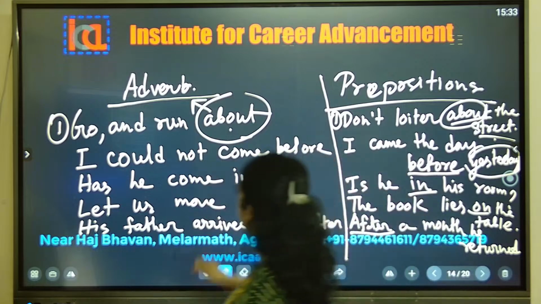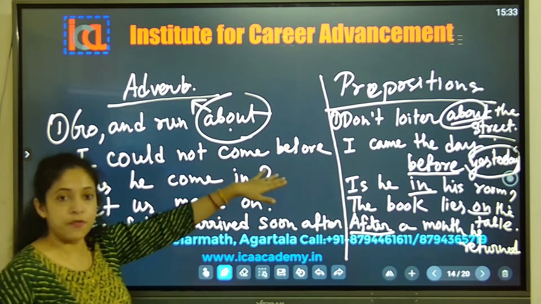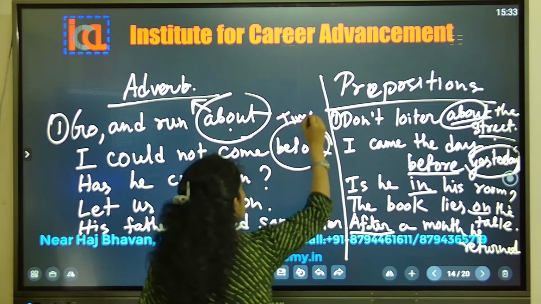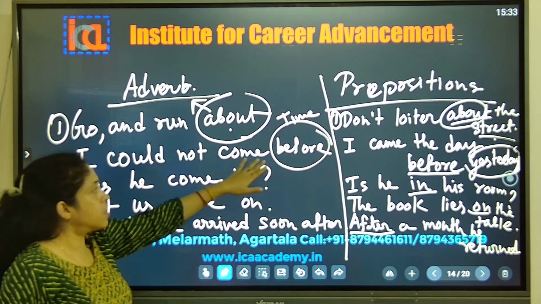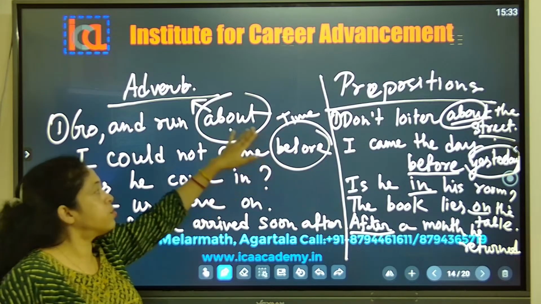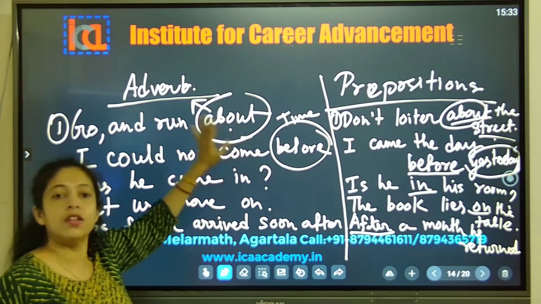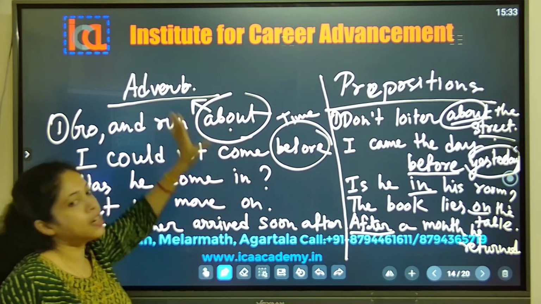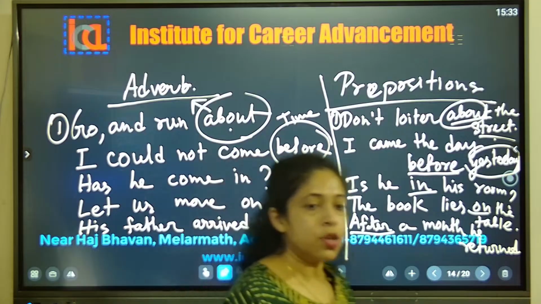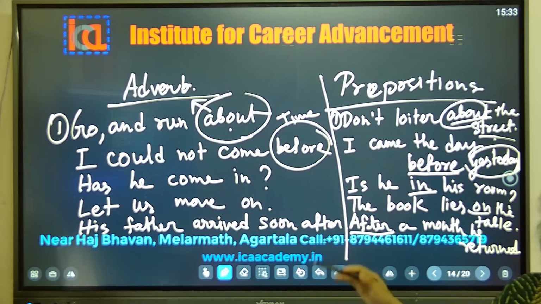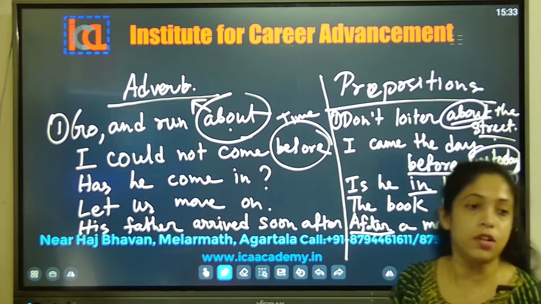And now let us go here. I could not come before. Before here is directly telling about the time. Not used with a verb, not used with an adjective, not used with an adverb. Noun is already not there. So we know it as an adverb. Whenever a prepositional word is converted into an adverb, you will not get other things here, such as a noun or adjective or adverb.